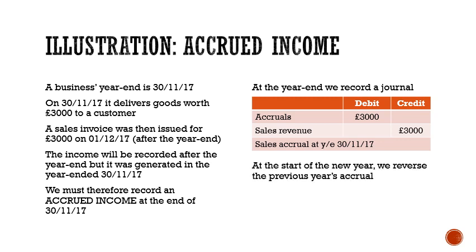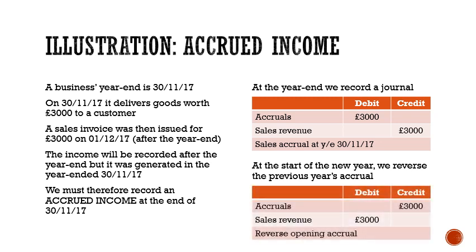Then at the start of the next accounting period, so on the 1st of December 2017, we would reverse that previous year's accrual. So here we will credit accrued income with £3,000 and debit our sales revenue with £3,000. And that way, that £3,000 is only going to be recorded as a sale in the year ended 30th of November 2017, and it's not then going to be recorded in the sales for the following year, which is what we want to happen. So that is how we record accruals in our books.